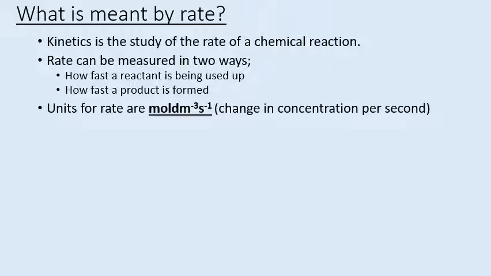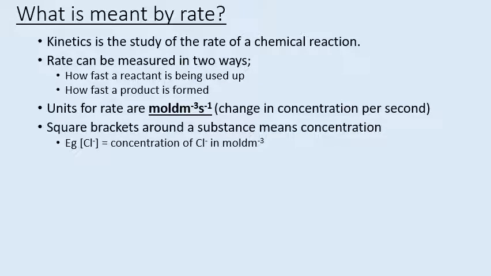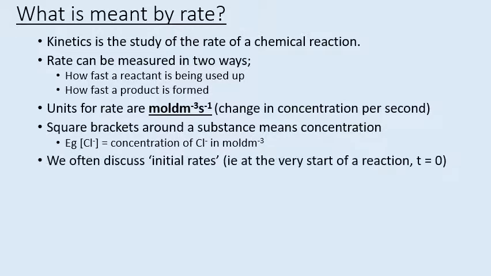Now, units for that would be change in concentration per second. That's a good way of measuring how fast something is being used up or being produced. So units for rate are moles per decimetre cubed per second. Just some reminders of some notation. If you put square brackets around a substance, that means it's the concentration of that substance in moles per decimetre cubed. You see this in AS when you do the equilibrium constant Kc. We use square brackets to show moles per decimetre cubed.